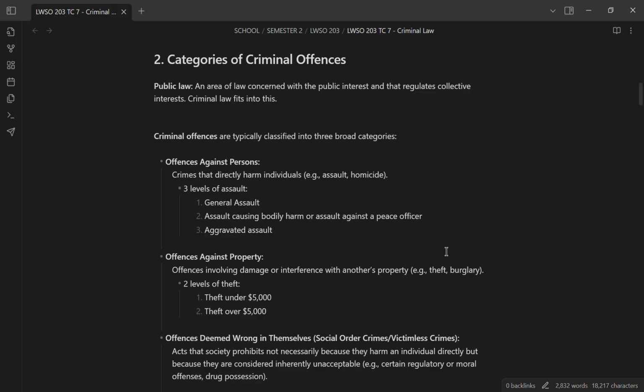And finally, we have offenses deemed wrong in and of themselves. These are acts that society prohibits, not necessarily because they harm an individual directly, but because they're considered inherently unacceptable. Things like certain regulatory or moral offenses, drug possession, prostitution in itself. These are our public social order crimes, our victimless crimes, our offenses deemed wrong in and of themselves. Just to go through that one more time, our criminal offenses are classified into three: offenses against persons, against property, and deemed wrong in and of themselves.